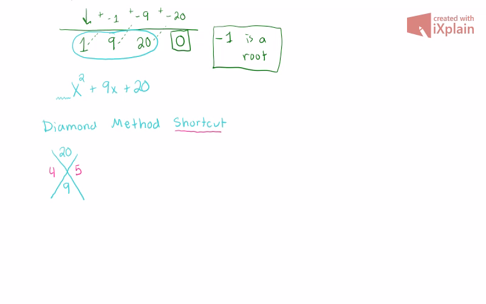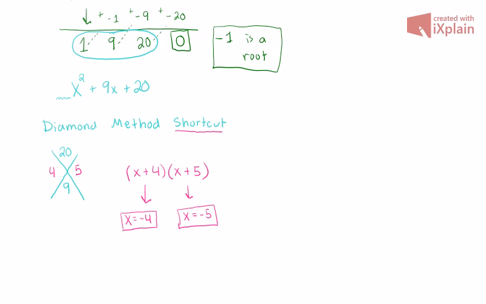Since we're using the shortcut method, this tells me that I can automatically factor into x minus 4 and x minus 5. Scratch that, x plus 4 and x plus 5, which give me roots of x equals negative 4 and x equals negative 5. So I have two roots from using the diamond method, and I had one root from synthetic division. So we are done with this problem.